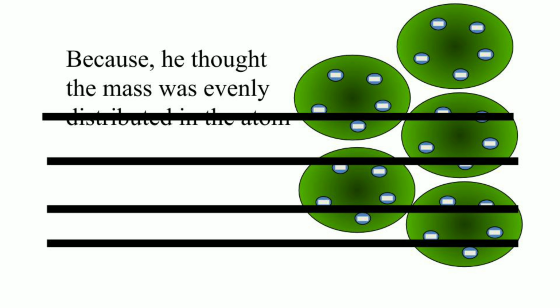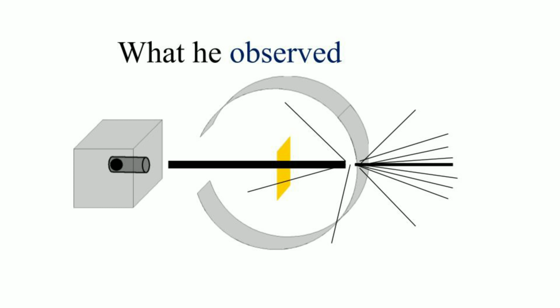Here's one more look at what Thomson believed was going to happen, because again, that positive massive goo was very diffuse. He thought the alpha particles would go straight through. But of course, this is not what Rutherford observed, and instead, he saw that most of the particles went through the foil. Some were deflected at small angles, while other particles bounced back with great force. He needed to come up with a new model to explain his observations.